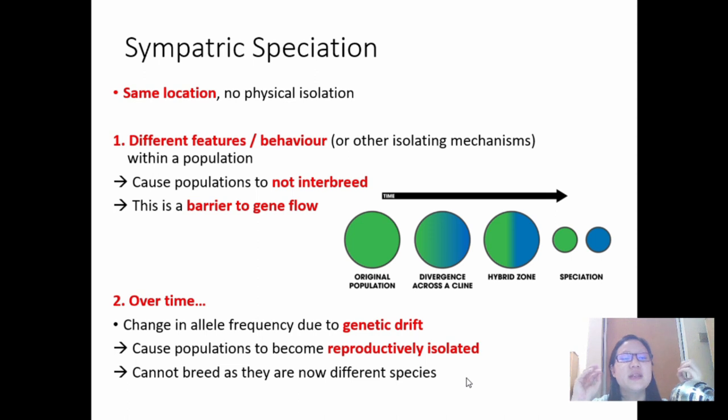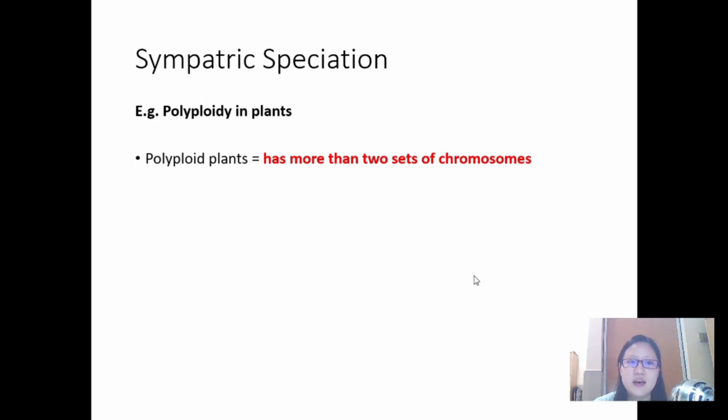But I need to make this very clear that there is no difference in natural selection here. Not a lot, because they are in the same locations and they are in the same environment. It's just that there might be different features or behavior involved. So let's have an example of this, and this is one that's very interesting. You have to know this, by the way. I'm not teaching this for fun.